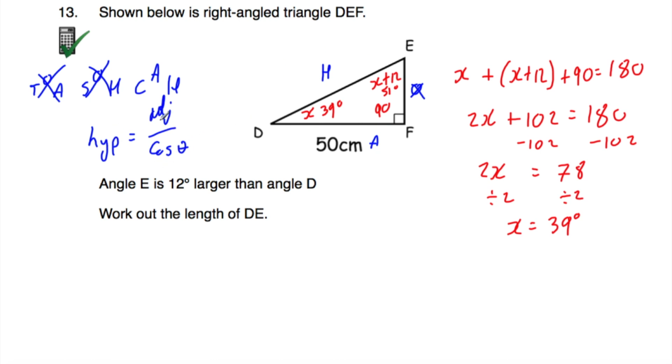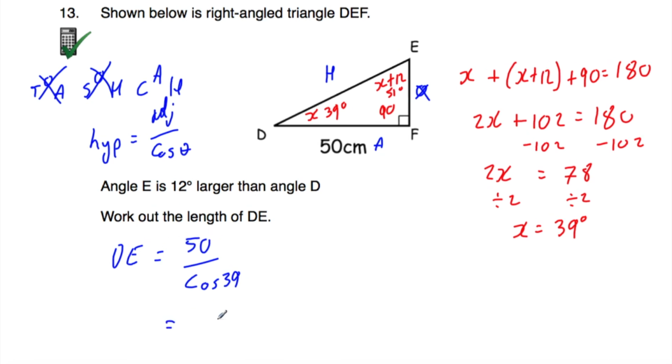Now let's substitute in our values. So the hypotenuse, well in this case that's DE, so let's call that DE. And then we've got our adjacent, and our adjacent is 50 centimeters, so that's 50, divided by the cos of the angle, and the angle we're using is 39 degrees, that's the cos of 39. So if we do 50 divided by the cos of 39, we'll find the size of DE, and that's what we've been asked for.